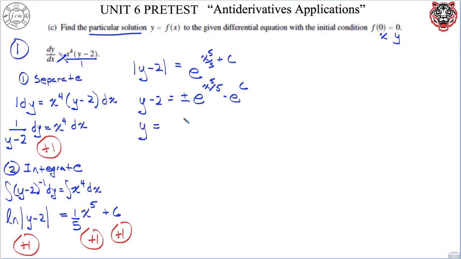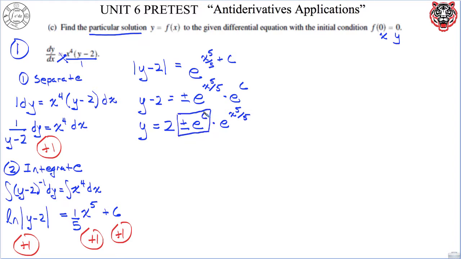So I'm going to do that in this step. Y equals, I'm going to add this 2 to the other side. So 2 is now going to be plus or minus, and I'm switching the c here. And the reason I'm even separating this is because I don't know what e to the power of c is. And I don't know what this plus or minus is. I don't know if it's plus or if it's minus. I have to decide between one or the other. And look, if I switch them, e to the power of c times e to the power of x to the power of 5 over 5, now I have everything that I don't know contained in this little box.